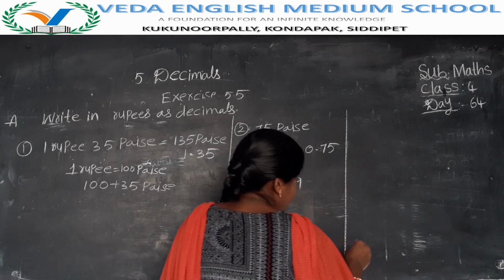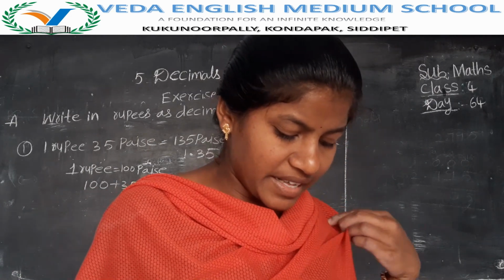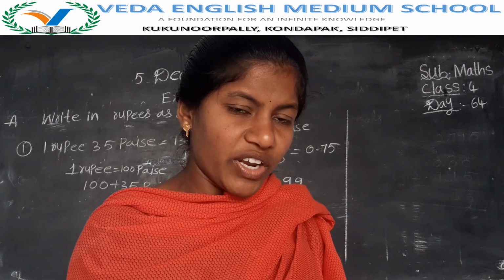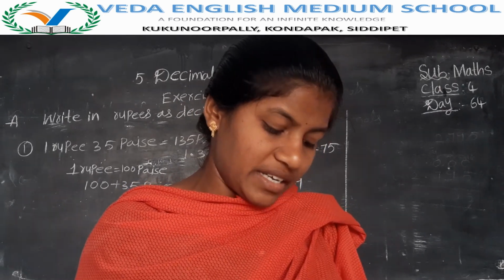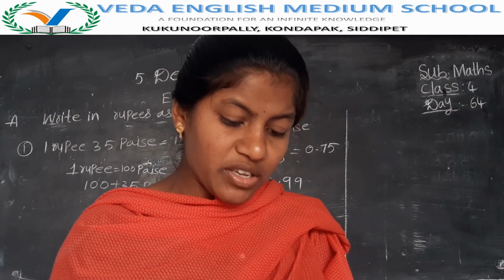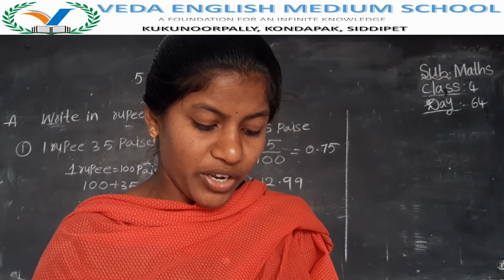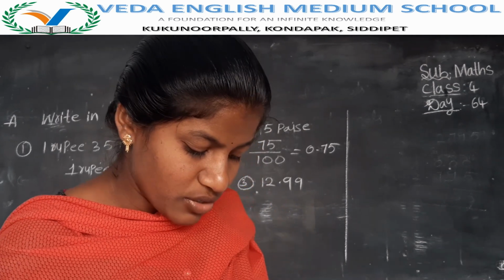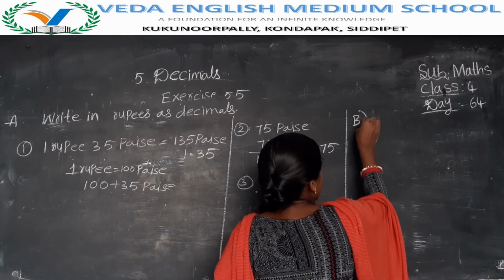It is the first bit. Then second bit, write in meters as decimals. They have given in meters, and now we have to convert that into decimals. 1 meter is equal to 100 centimeters. So we can write 1 meter 95 centimeters as 1.95 meters.